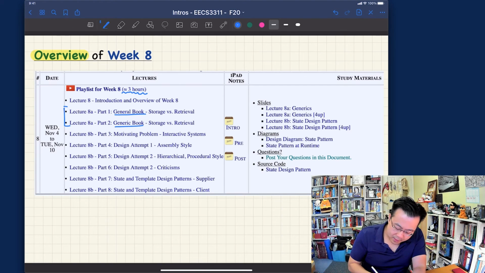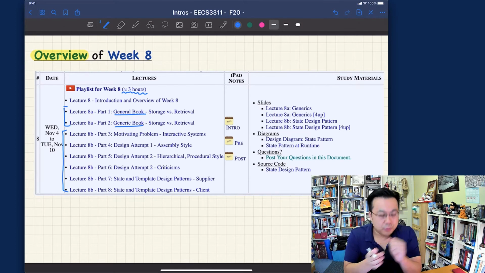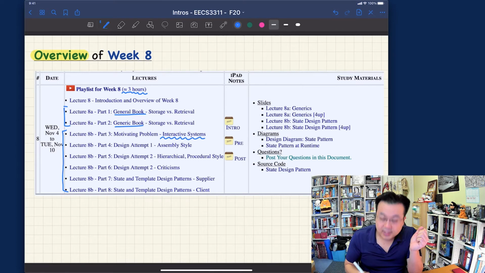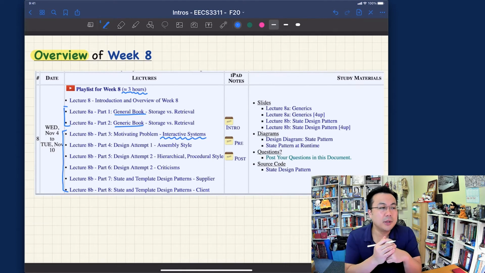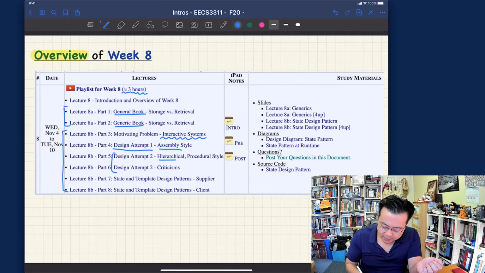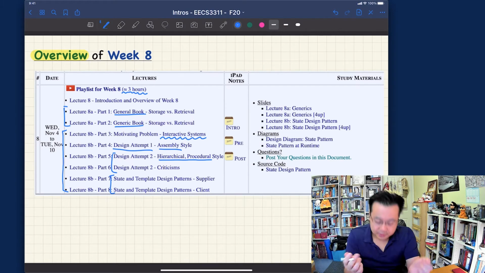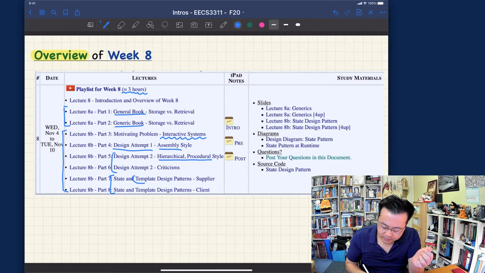And for the second part, we're going to move on to a new design pattern for solving the problem for interactive systems, like eBay, Amazon, or Taobao. Then we talk about three different design solutions, and the pros and cons for each one of them. The first one is going to be assembly style, and the second one is hierarchical procedural style, which is non-OO. The third one will be the OO solution, the so-called state design pattern, which also consists of another important pattern called template design pattern.